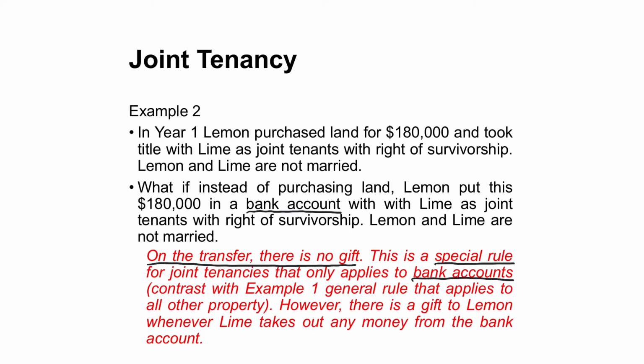So it's more fungible and easy to actually see the difference. Whenever Lime takes out money, there is a gift to Lemon. So as Lime withdraws money, now Lemon has a gift. The next day, Lime could withdraw $108,000 because remember, Lime, as joint tenant, has the ability to control the property however Lime wants. Now Lime has taken out all the money, so Lemon has made a gift of $108,000. So the rule for bank accounts for joint tenants is whenever cash is withdrawn, that is therefore going to be a gift.